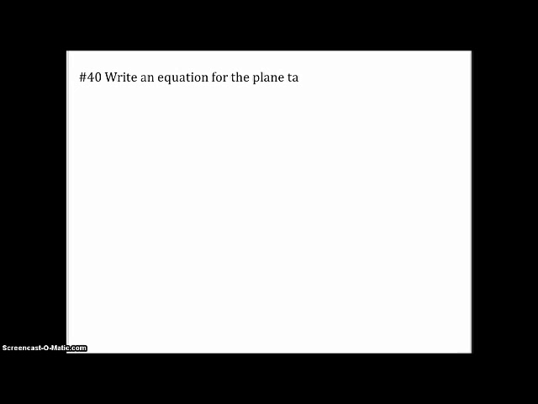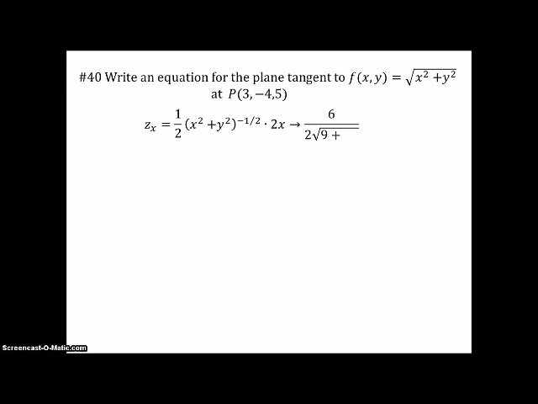Number 40, write an equation for the plane tangent to this function at this point. So the procedure is exactly the same. The partial derivative with respect to x, you bring the 1/2 down, copy the inside, it's all to the -1/2, and then the derivative of the inside with respect to x is 2x because the y squared is considered a constant and goes to 0. And then we plug in our numbers for x and y, namely 3 and -4, and simplify to 3/5.